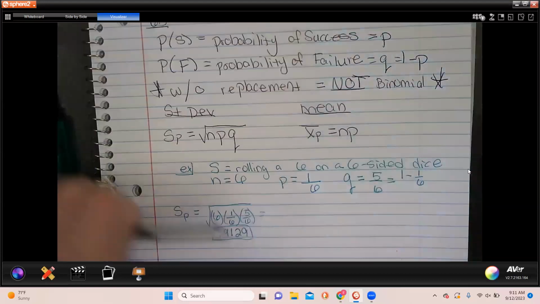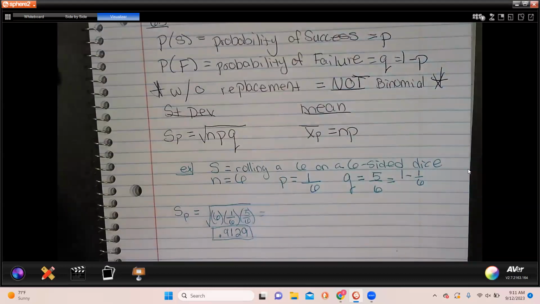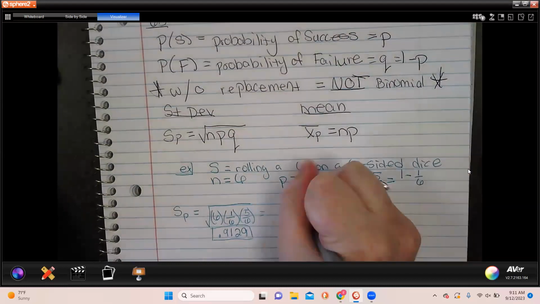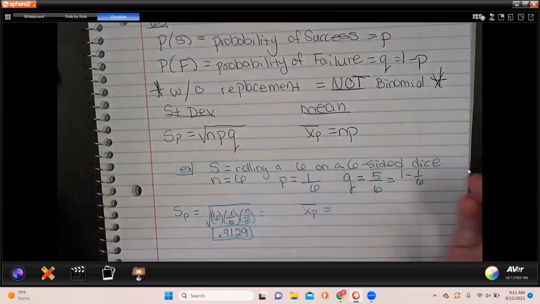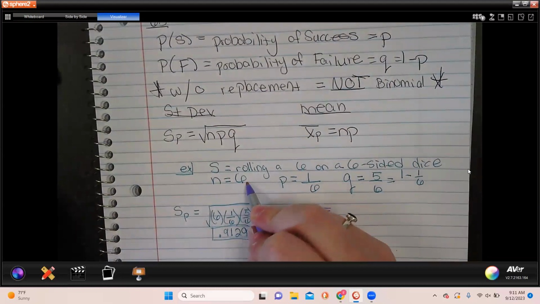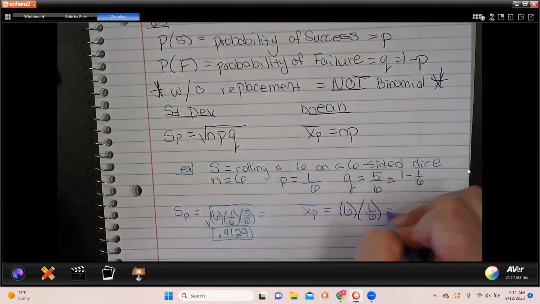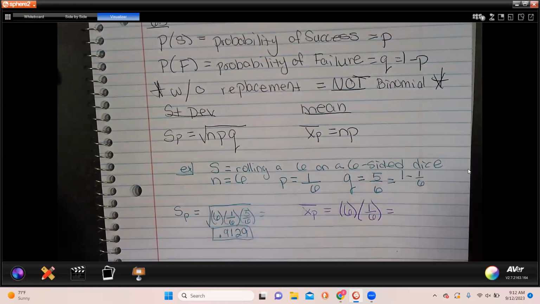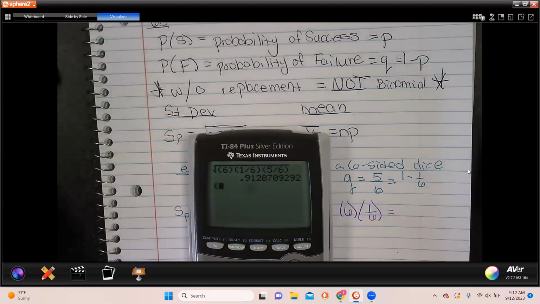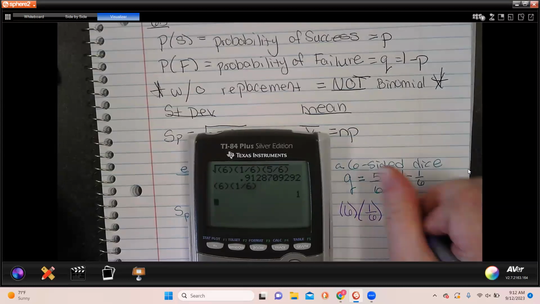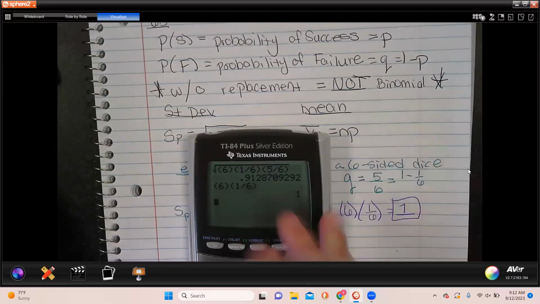My teal is running out, so I'm going to switch to purple. Okay, and then the mean was the number of possibilities times the probability of success. So again, if I plug this into a calculator, 6 times 1/6 is 1. Okay, so the mean for this situation is 1.